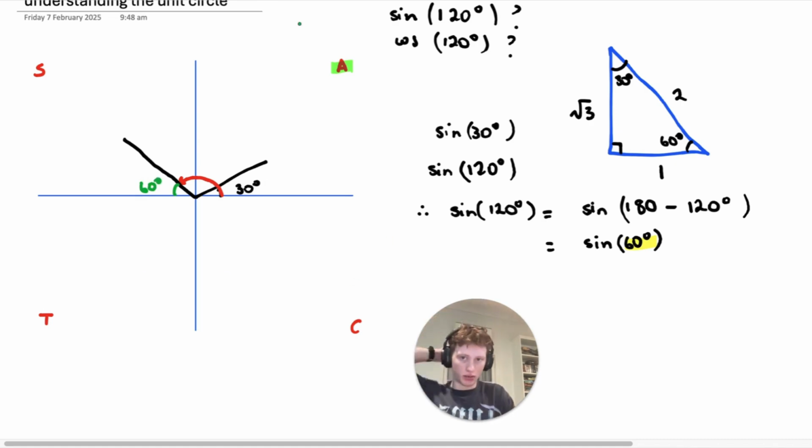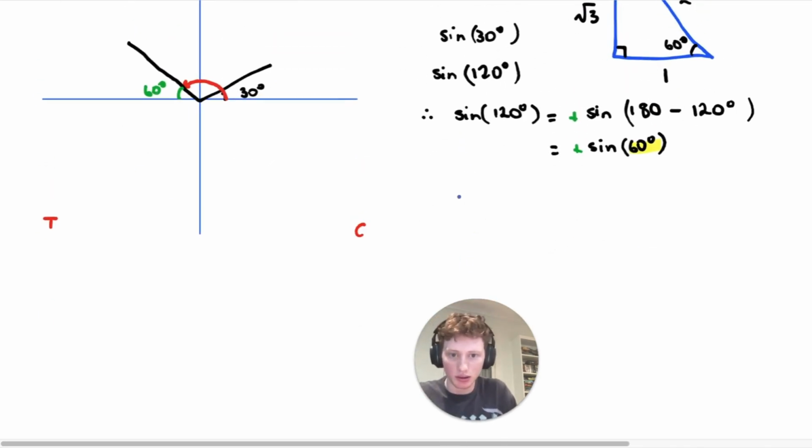The second part of this equation is you go to your All Stations to Central, and you see, okay, what ratios are positive in this quadrant? In quadrant 2, sine is positive. So all we need to do is just say that sine 120 equals just still positive sine 60. And so that's fine. Where it would be different, right, is if we were asked to find cos of 120.